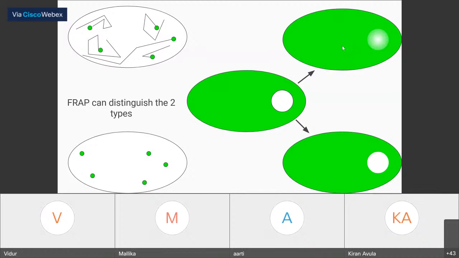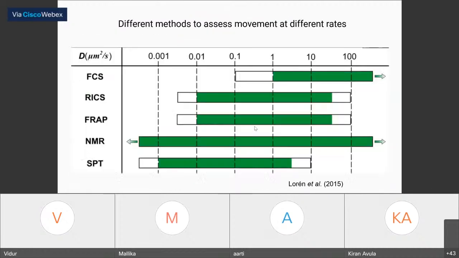Sorry, did someone speak? Okay, I'll continue. So how molecules recover from the non-bleached region to the bleached region of interest is what FRAP essentially measures. And the difference between the recovery rates in these two portions is what FRAP tries to quantify. So, yeah.